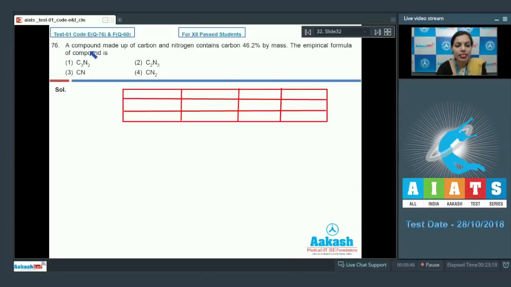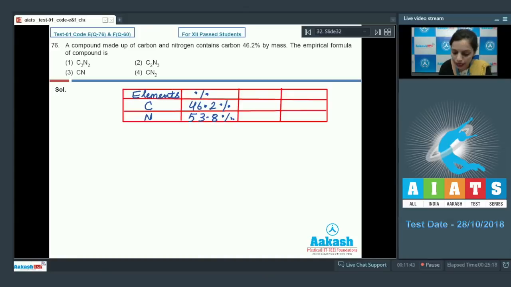Question number 76 states: a compound made up of carbon and nitrogen contains carbon 46.2% by mass. The empirical formula of the compound is. In this particular question, we have two elements, one is carbon, other is nitrogen. The percentage of carbon is given, that is 46.2%, and the remaining proportion is there for nitrogen, and that is 53.8%.